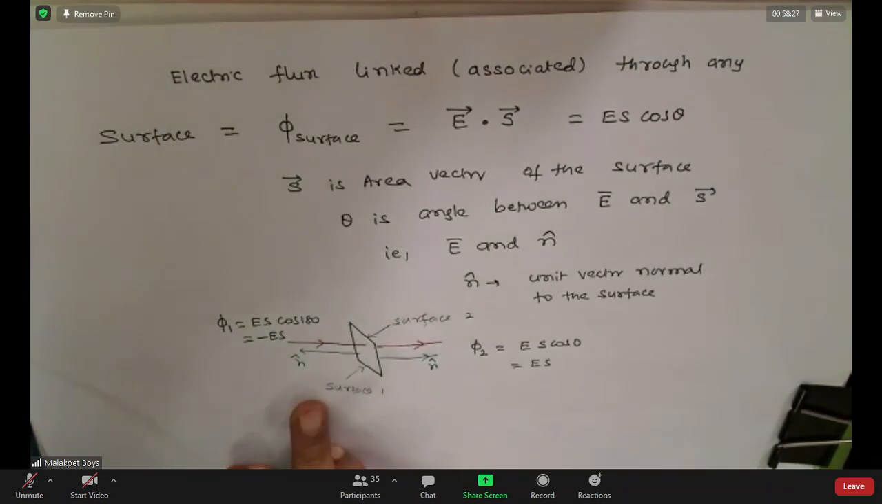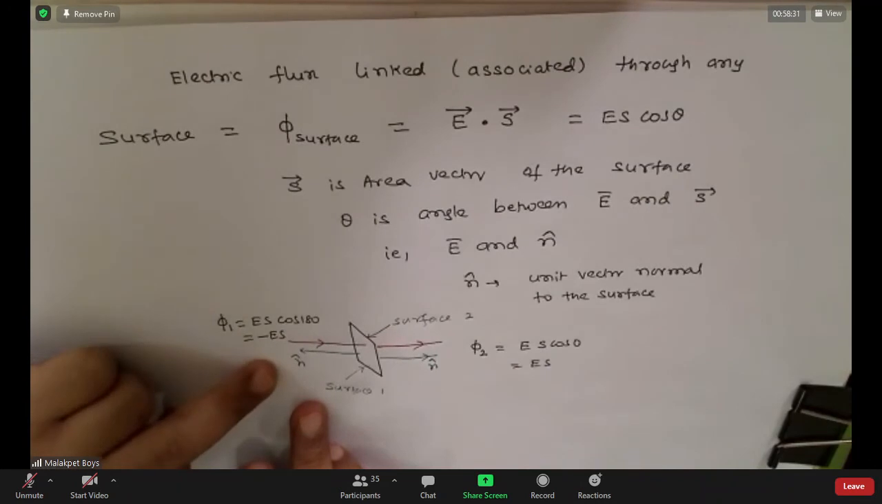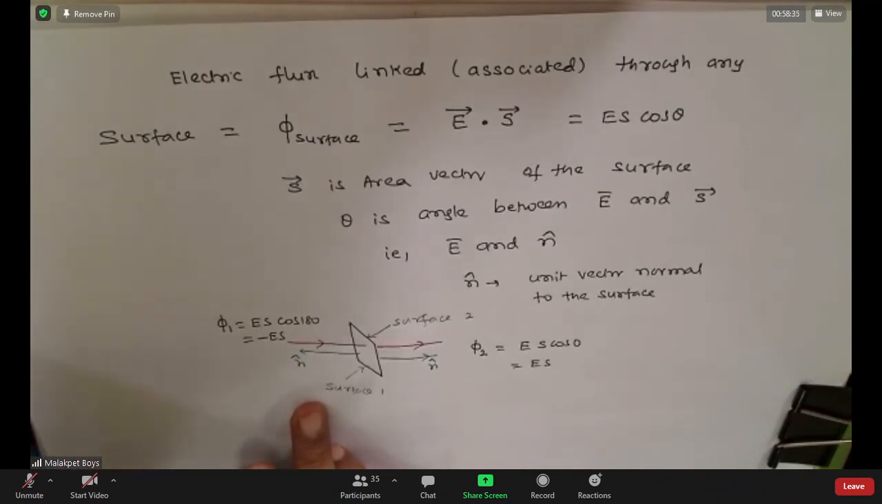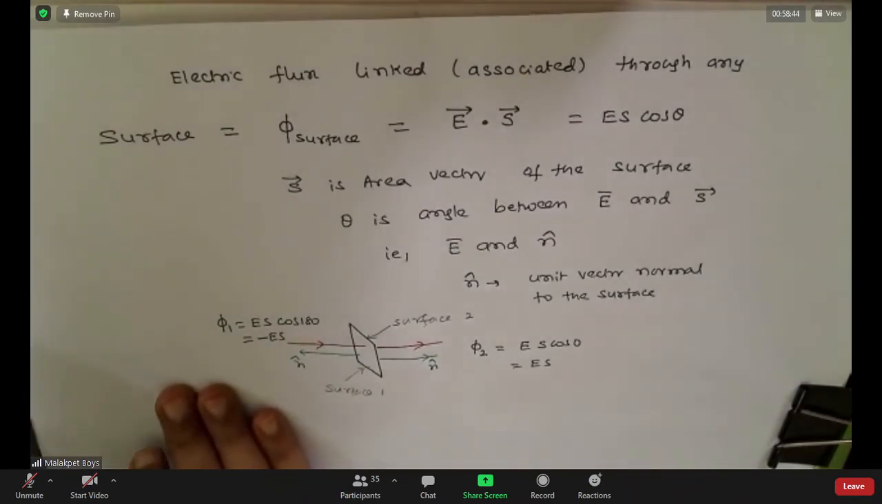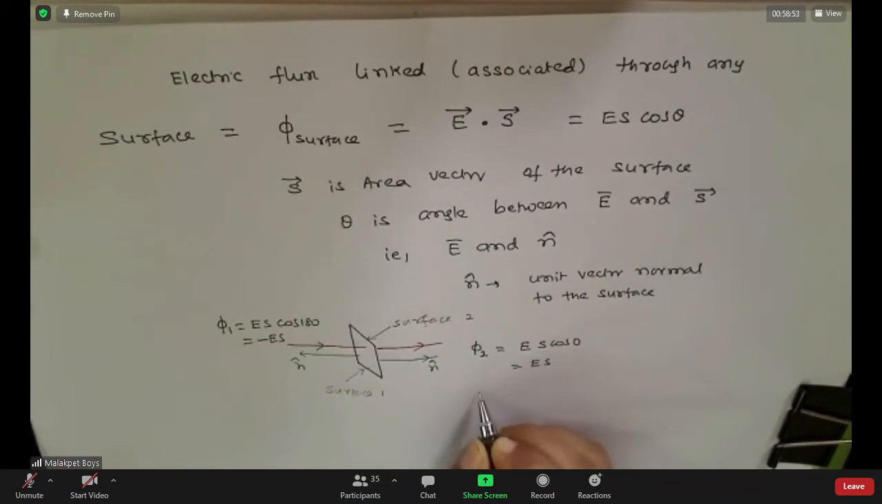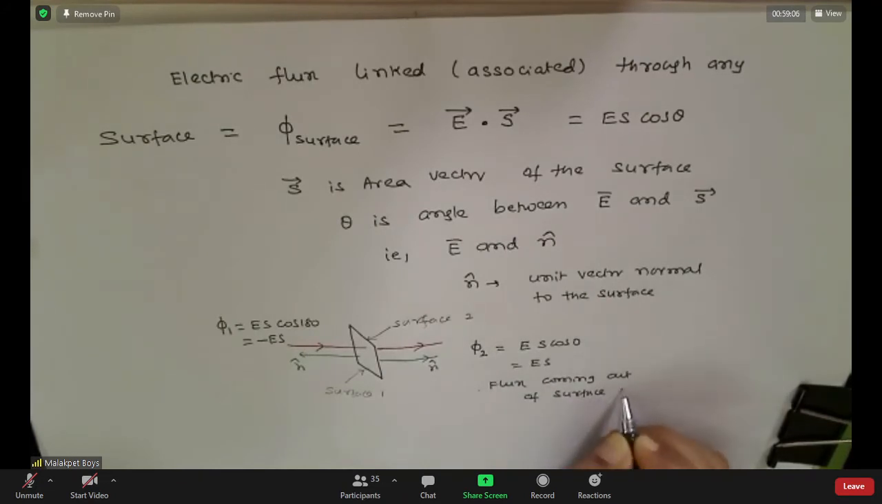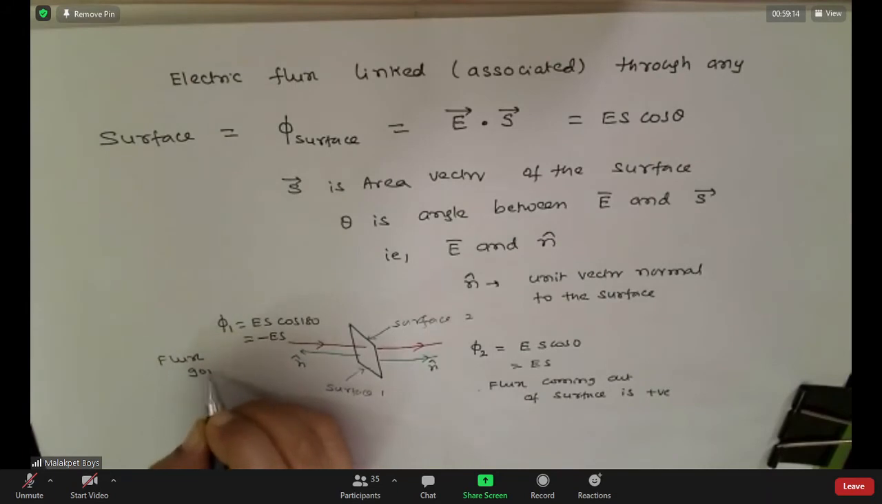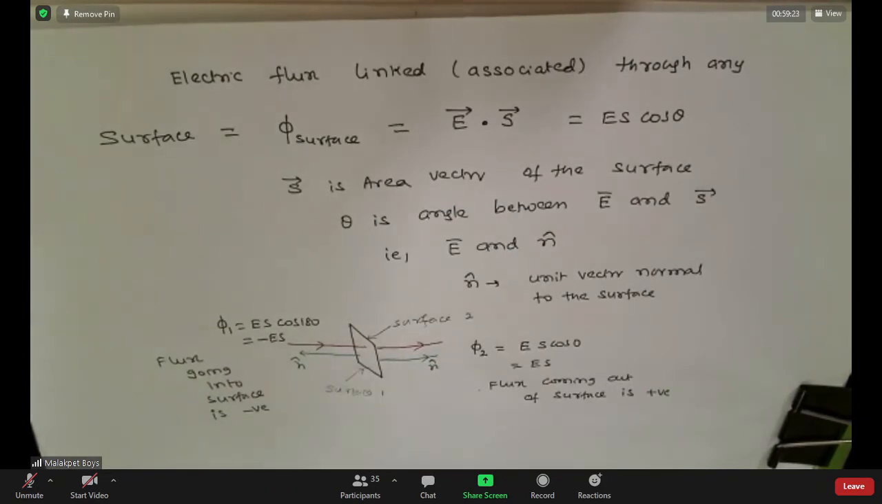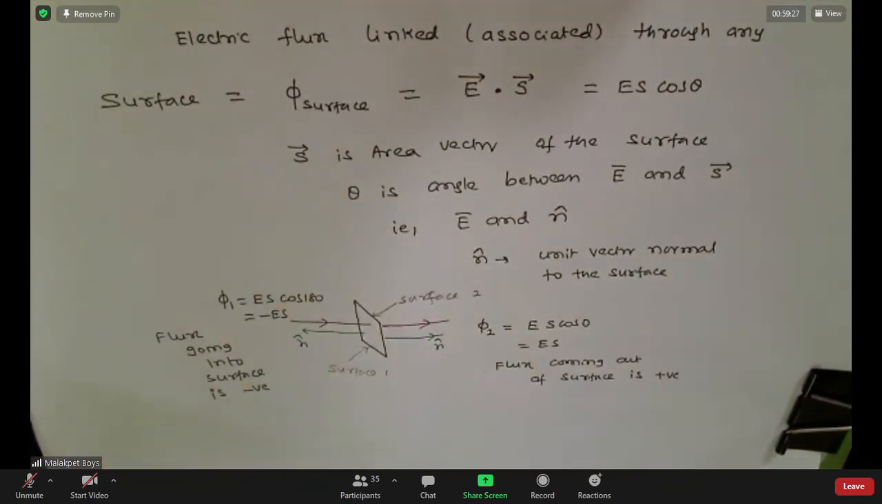So, negative flux means what? The area vector is opposite to the lines of force. The field and n cap are in opposite directions. Understood this? Negative flux means that only. Or you can see that: here, what is the meaning of this? It's going into the surface, so negative. Is it clear? Yes.